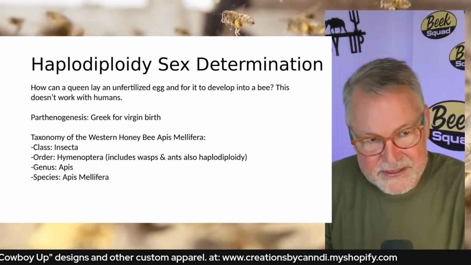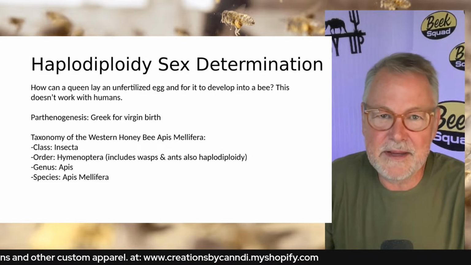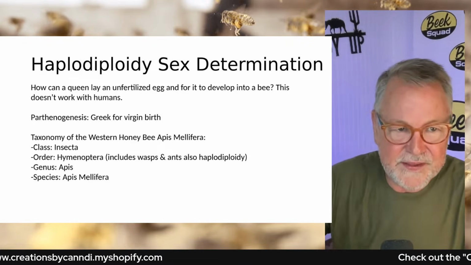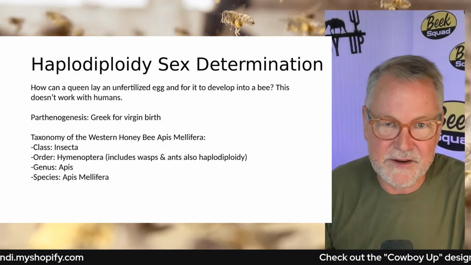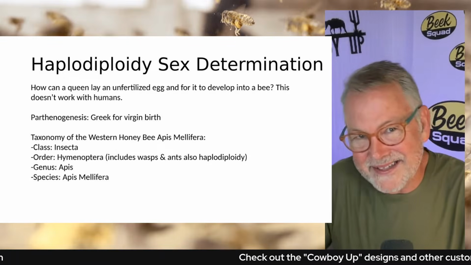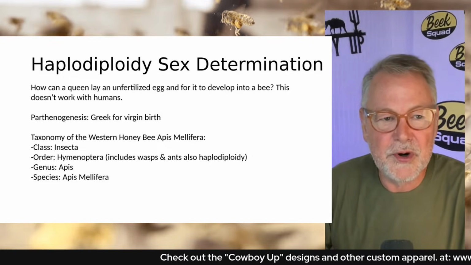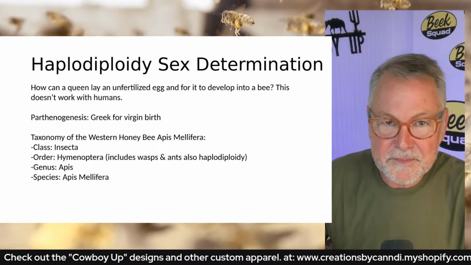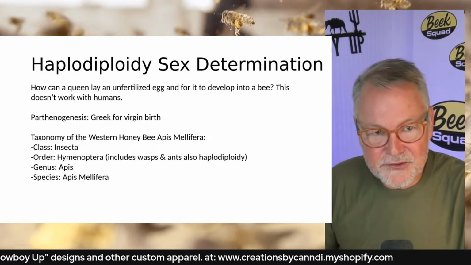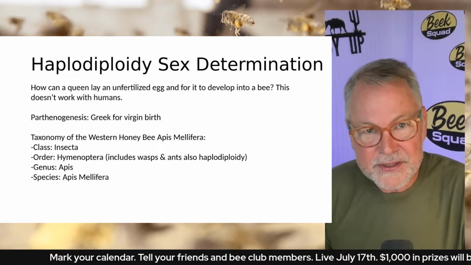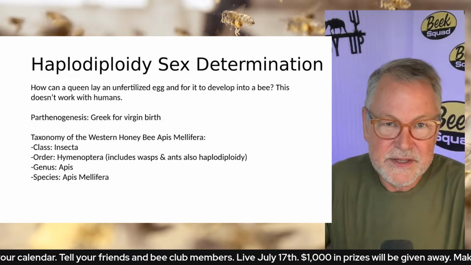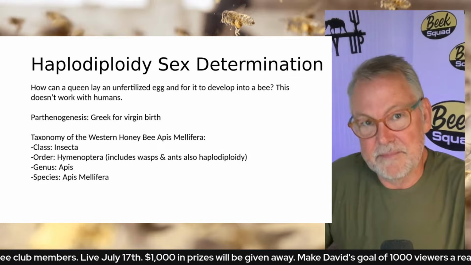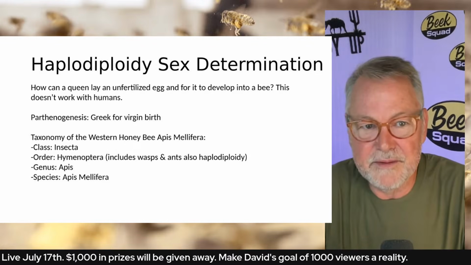So the taxonomy of the Western honeybee, Apis mellifera, if I can explain it this way, there's other things above the class, but let's just jump down to the class, insecta, insects. And then you have the order Hymenoptera. This includes wasps and ants. And wasps and ants are haploid diploidy too, in addition to honeybees. And then you have the genus of Apis, and then the species of Apis mellifera, the Western honeybee.